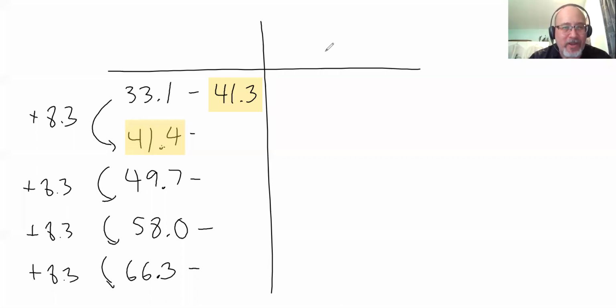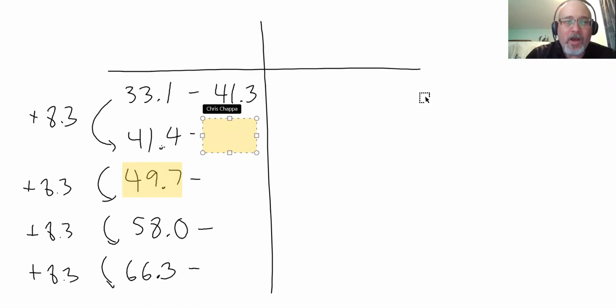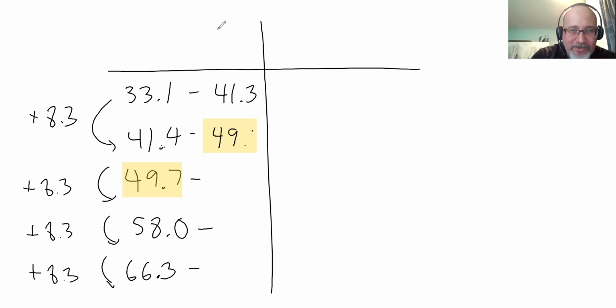So dialing it back from 41.4 means that this one ends at 41.3. And we can do the same thing with the next lower limit to back it up to figure out the previous upper limit. If the third class begins at 49.7, then we have to dial that back 1 digit in the last decimal place, and that's where the previous class will end, 49.6.